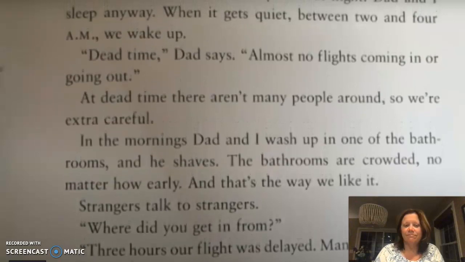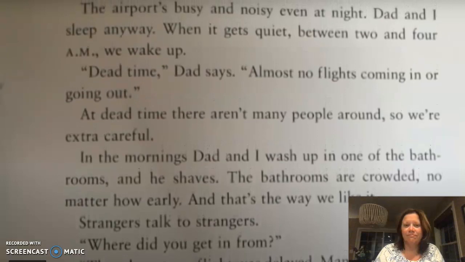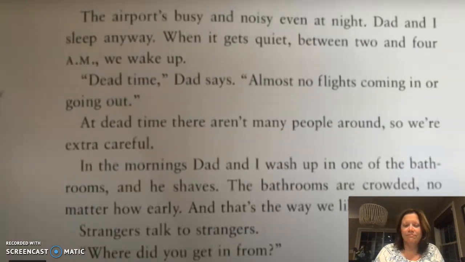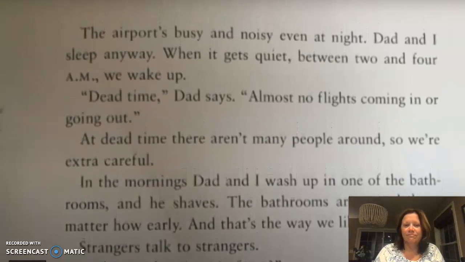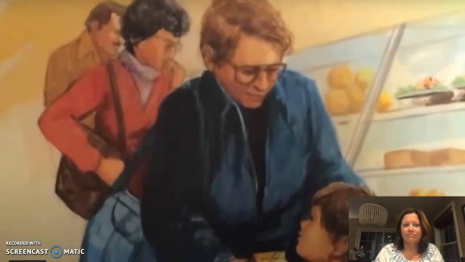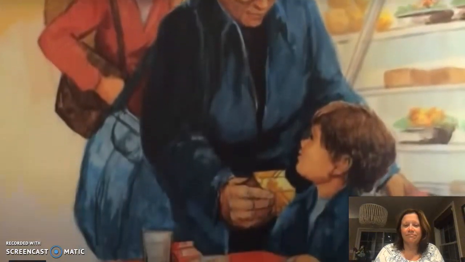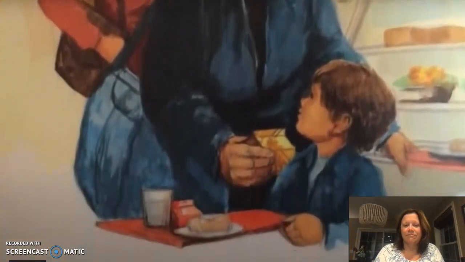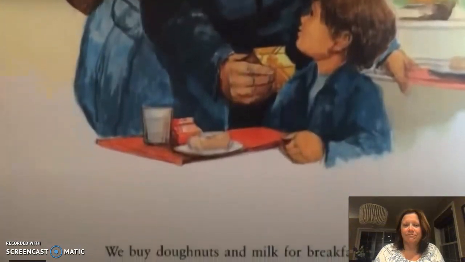Strangers talk to strangers. "Where'd you get in from? 3 hours our flight was delayed. Man, am I bushed." Dad and I, we don't talk to anyone. We buy donuts and milk for breakfast at one of the cafeterias, standing in line with our red trays. Sometimes Dad gets me a carton of juice.